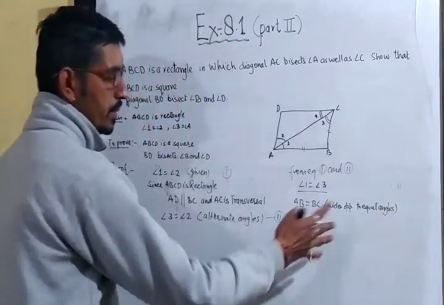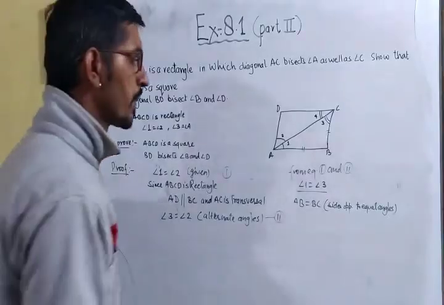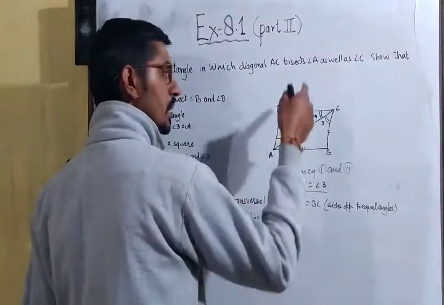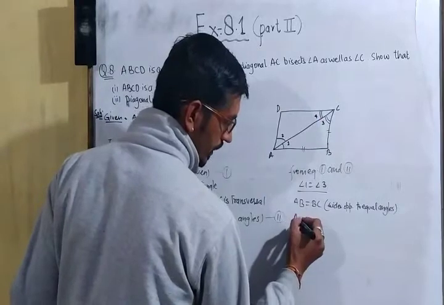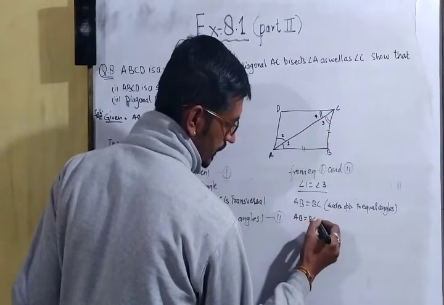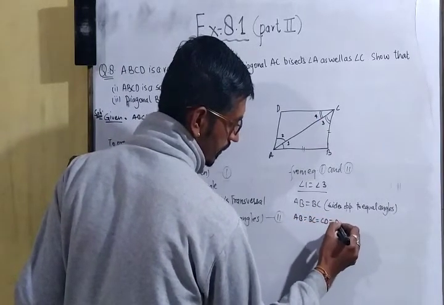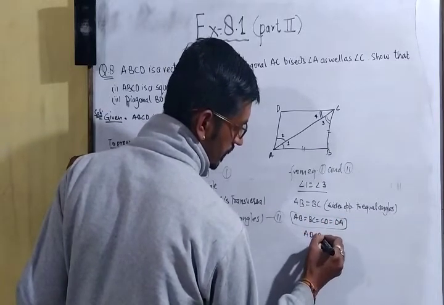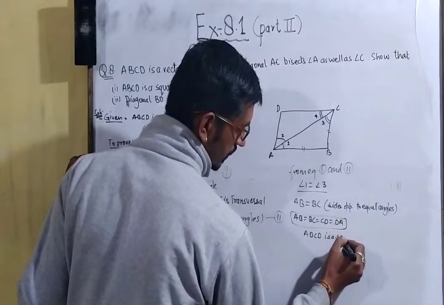Okay, so AB is coming out to be equal to BC, and we know that BC is equal to AD and AB is equal to CD. So we can say AB is equal to BC equal to CD equal to DA. So ABCD is a square.